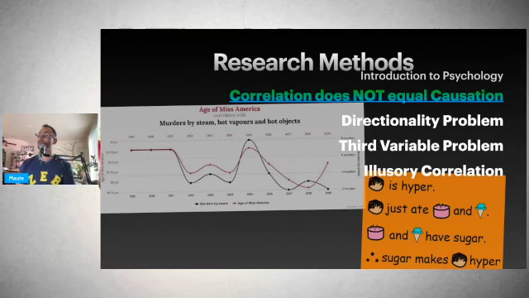A final problem with correlations is that you can perceive an illusory correlation. And this is the little infographic at the bottom there. This whole idea that sugar makes kids hyper is incorrect. It looks that way, right? Hey, my kid is hyper. My kid just ate cake and ice cream. Cake and ice cream have sugar. Sugar must make my kid hyper. That's almost like a logical syllogism, but it's not the case.